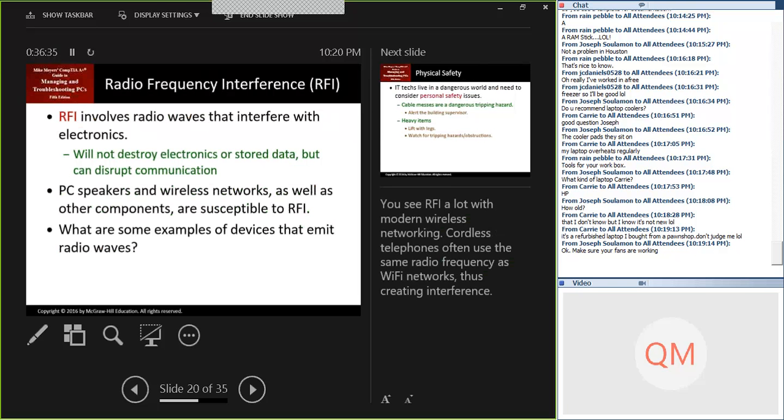Radio frequency: a lot of the wireless stuff that we deal with uses radio signals, like Wi-Fi. Signals or interference from other devices that emit radio waves can cause interruption with your Wi-Fi or other components, right?